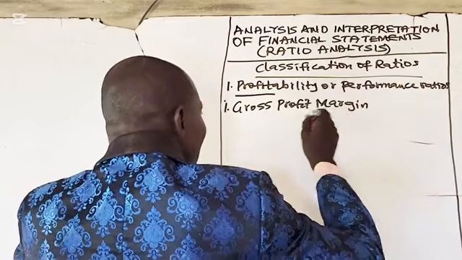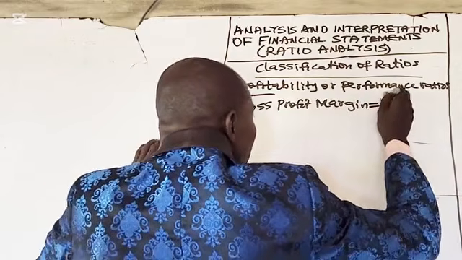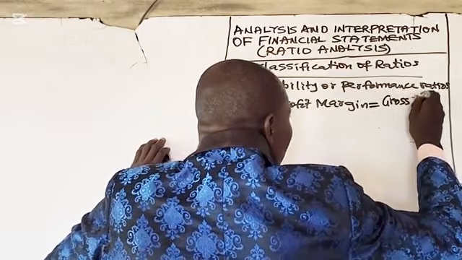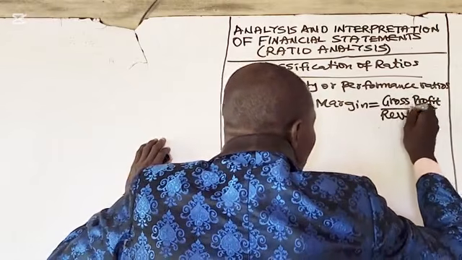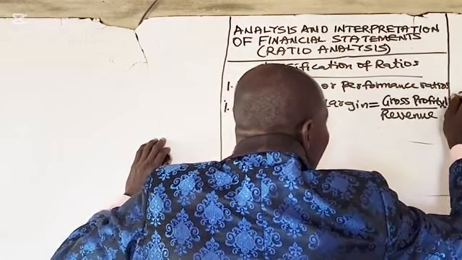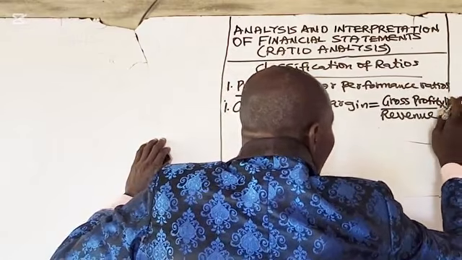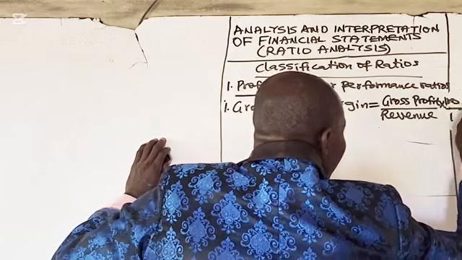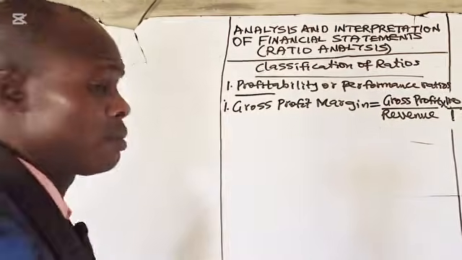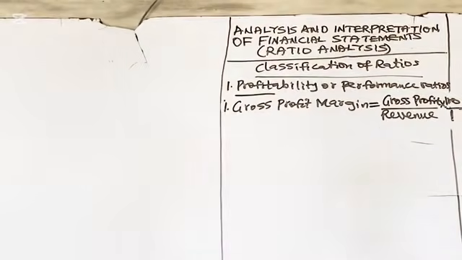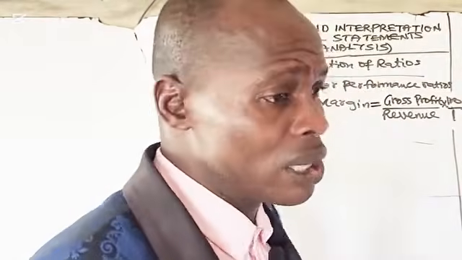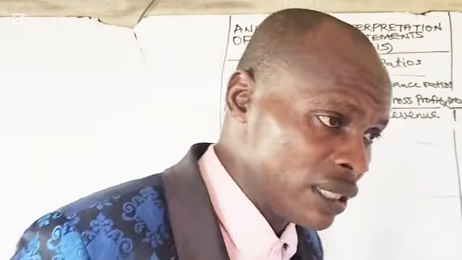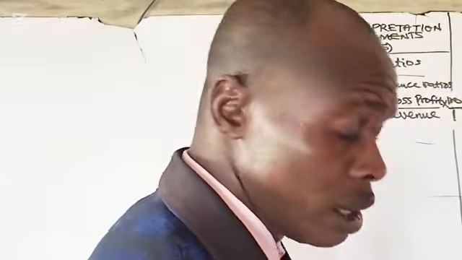Therefore, gross profit margin equals gross profit over revenue. For this ratio, the higher the better for the entity. The entity wants to achieve sufficient gross profit, sufficient profits that exceed the direct cost. So the higher, the better.